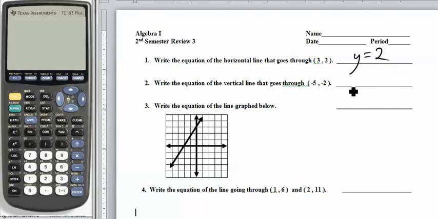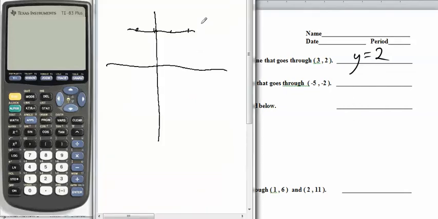Vertical would be the opposite. Vertical lines are always x is equal to something. So in this case, it's not that line, it would be over here. X is equal to negative 5.